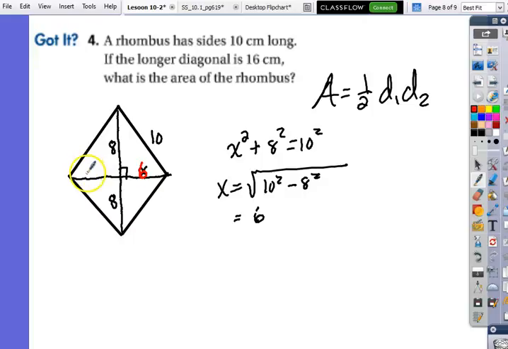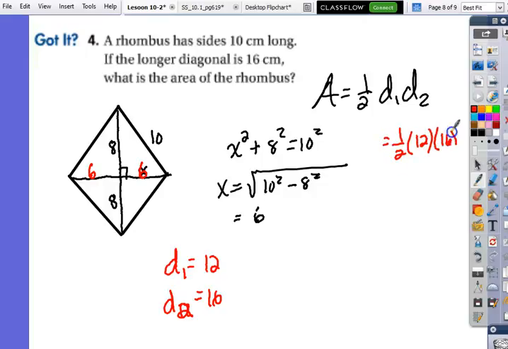So if x is 6, what's this side over here? 6. All right, so what does that make diagonal 1? 12. And what does that make diagonal 2? 16. So now do we have enough information to just plug into the formula? It's going to be 1/2 times 12 times 16. Half of 12 is 6, and 6 times 16 is 96. So the answer is 96 square centimeters.